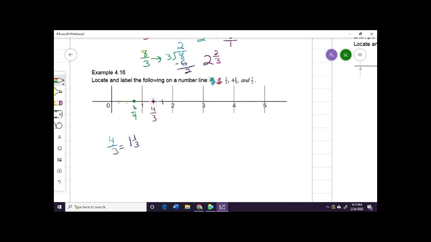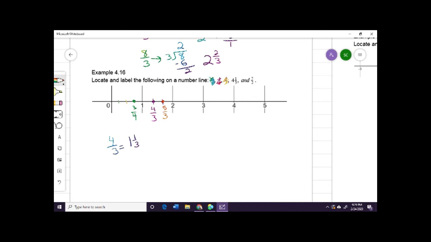And if that's 4/3, then this is 5/3. Notice I did that without even having to change it into a mixed number because I knew 1 more third would be 5/3. Okay, 4 and 1/5, so it's bigger than 4.